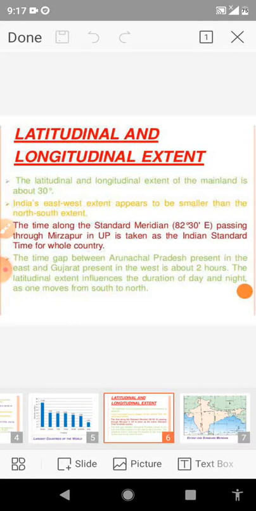In junior classes, you had studied that for the Earth to pass through 1 degree of longitude before the sun, it takes 4 minutes. So 4 into 30 is equal to 120 minutes. When 120 minutes is divided by 60, it will be 2 hours. So there is a time lag of 2 hours between the easternmost and the westernmost state of our country.